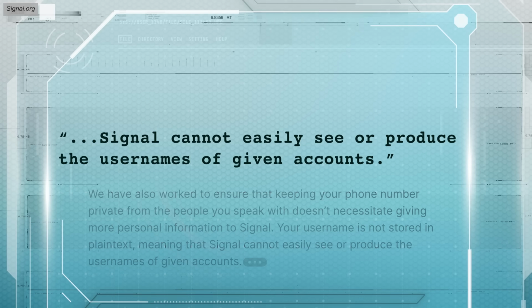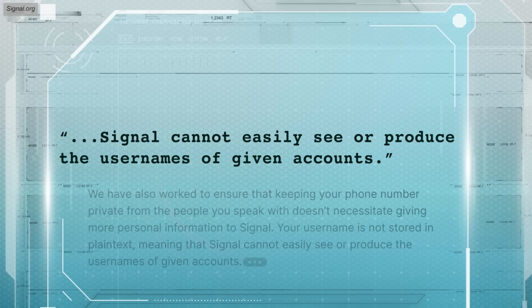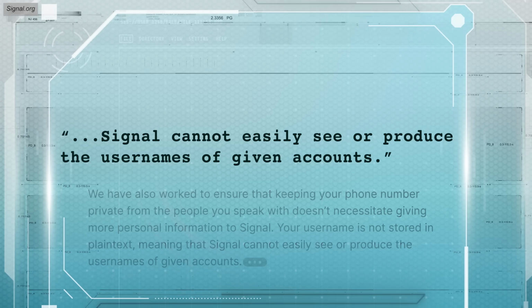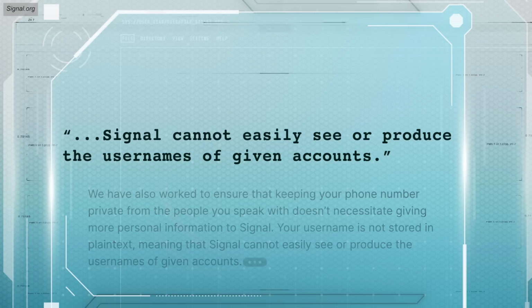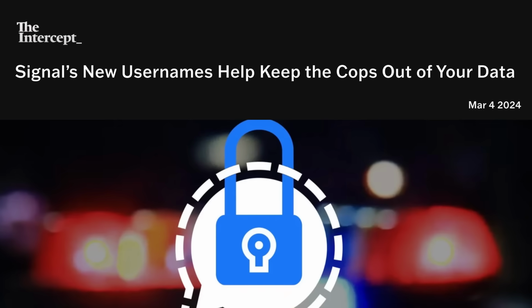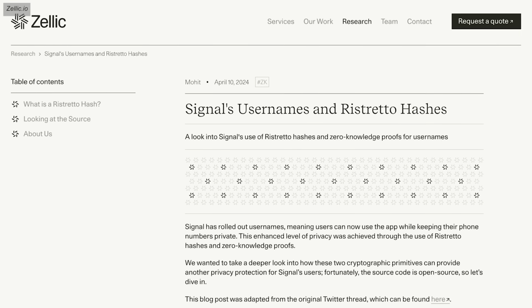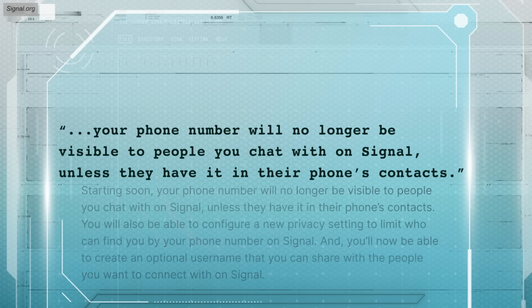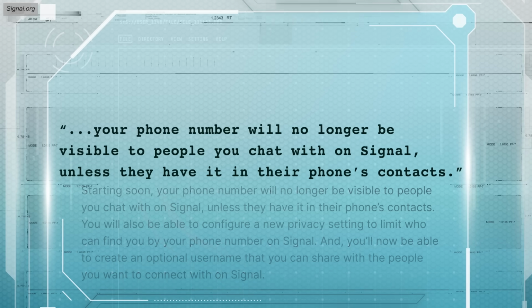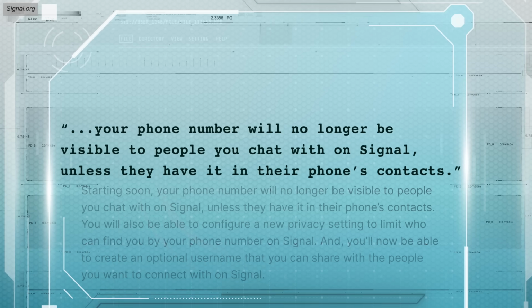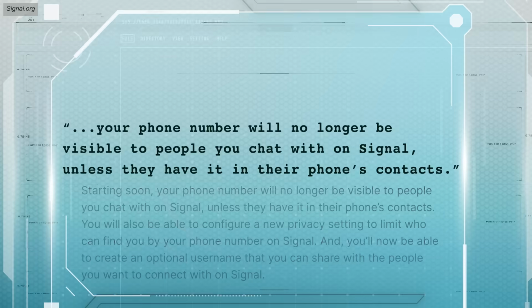This feature makes it harder to tie Signal accounts with any static username. On top of that, Signal usernames are not stored in plain text, making it difficult for the company to produce username information if requested. And this makes it difficult for other entities to track users by their usernames. This enhanced level of privacy was achieved through the use of ristretto hashes and zero-knowledge proofs. Another privacy benefit included in this new feature rollout is that by default, phone numbers are no longer visible to everyone in chats. There are two settings to be aware of when it comes to number visibility.